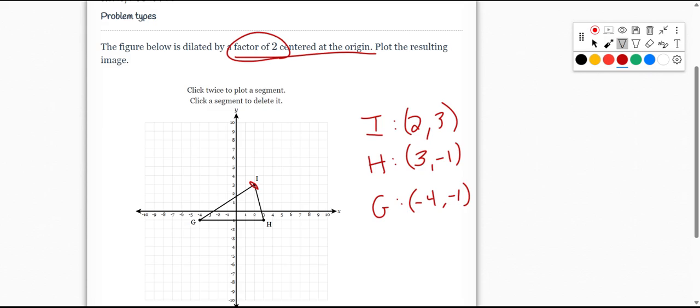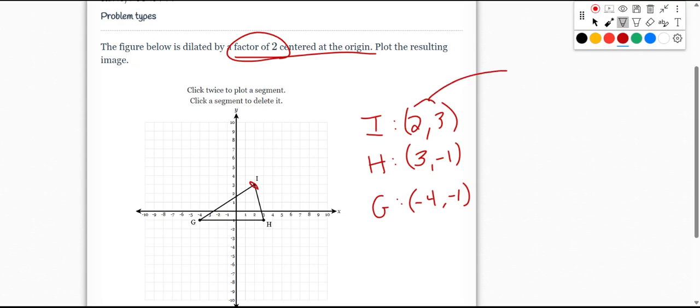So all we have to do is multiply each of these coordinates by the scale factor, and we will get a new set of coordinates. So my scale factor is 2. Let's go ahead and multiply by 2 and see what our new coordinates are: I prime, H prime, and G prime.